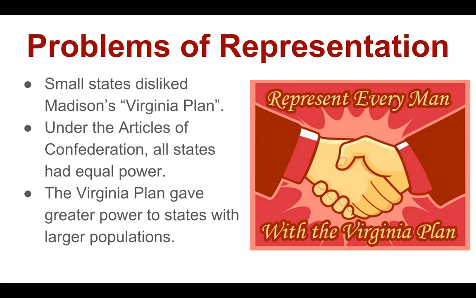Now, there are problems with this. Small states hated this idea because under the Articles of Confederation, teeny little Delaware was an equal of Virginia's. And under Madison's Virginia Plan, Virginia would have more than 10 times the representation of Delaware. They liked a plan that had all states as equals. Even if that plan was flawed, it was better for Delaware.